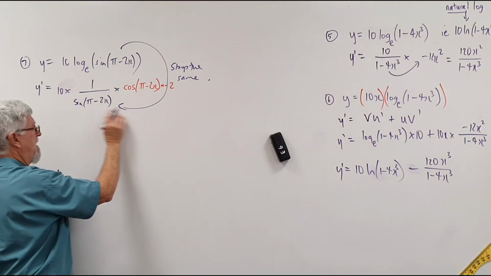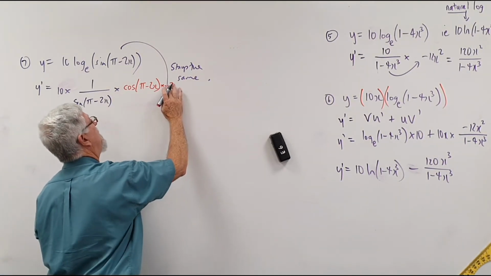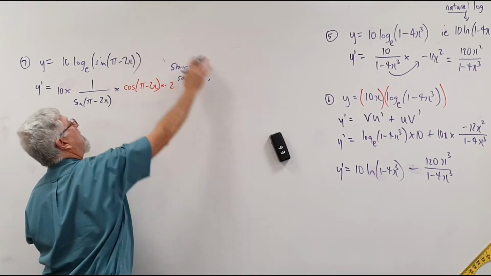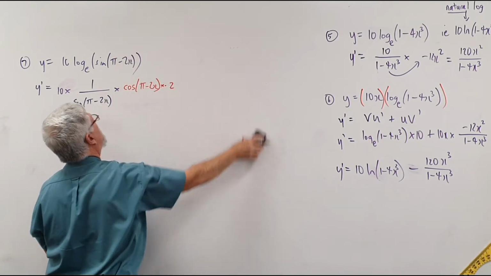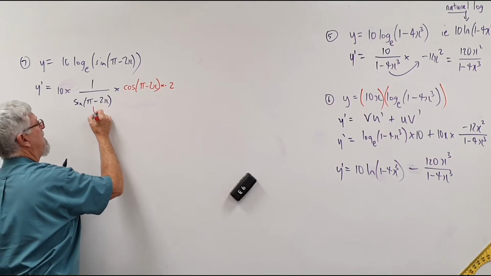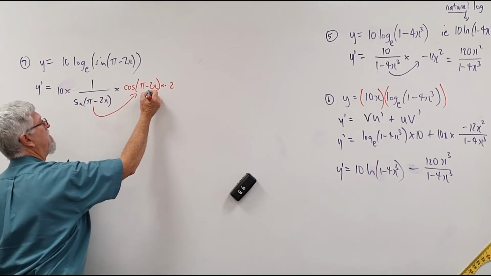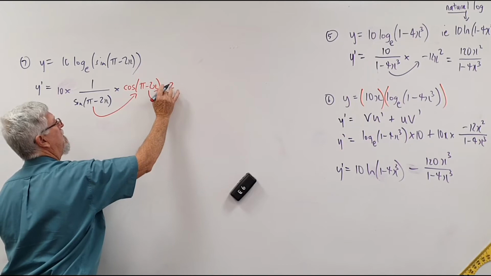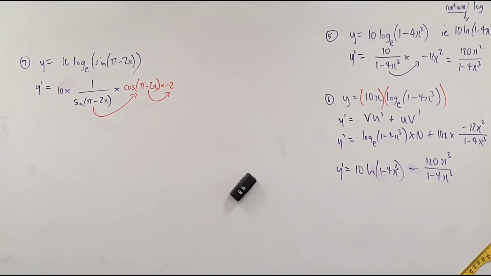So you differentiate that. I'll get rid of this. Let's get rid of that arrow for a moment. Get rid of that. So what do we have now? The derivative of that becomes a cos. Then the derivative of the inside becomes a minus 2.